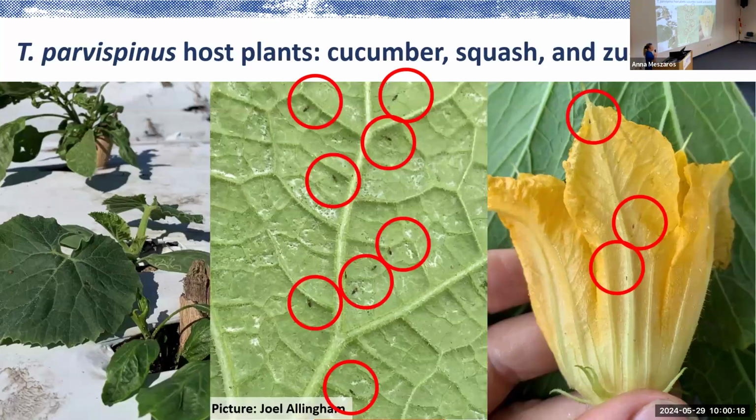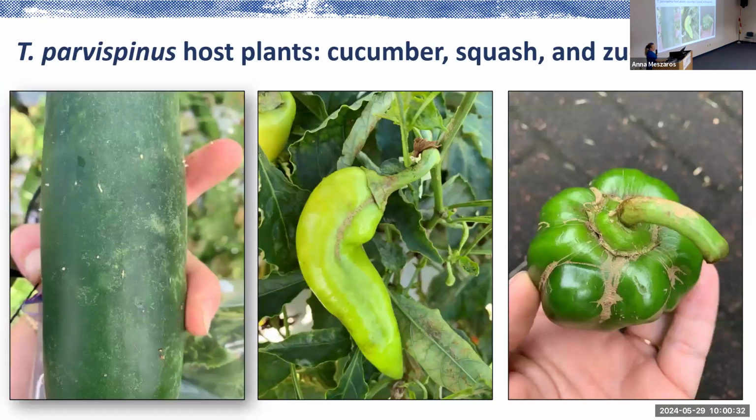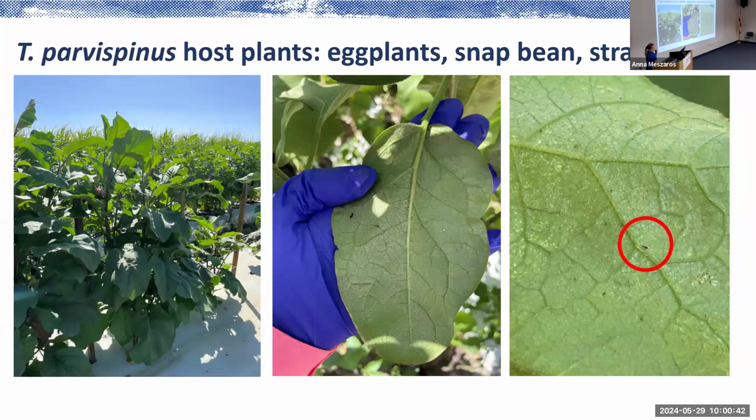What we know is that besides pepper, cucurbits can be infested too, especially when they are planted behind pepper in the same field. Here you can see the adults on the back of the leaves, on the side of the cucumber leaf, and on a squash flower. Fortunately, the injury on cucumber and squash seems to be minimal compared to what we have seen on pepper with this level of infestation. We found parvispinus on eggplant on this farm too, but it did not cause significant damage, which is good.